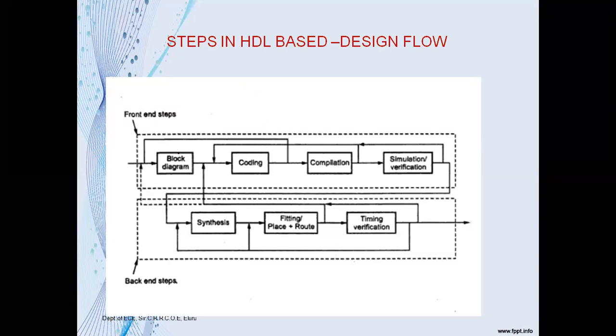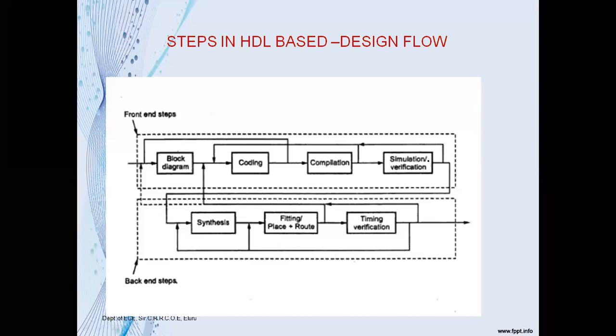This is a very simple one. You will have the block diagram or the truth table, and from the truth table you will write the VHDL code, and you will check this VHDL code at compilation. The compiler checks the syntax errors of the coding, and if everything is correct, it will give no errors. Then it will go to the simulation and verification. If there are any errors in the coding, it will go back to the coding section, so again we will modify the code and compile it. Once the compile is done correctly, it will go for the simulation.